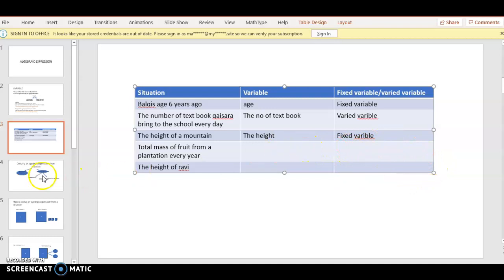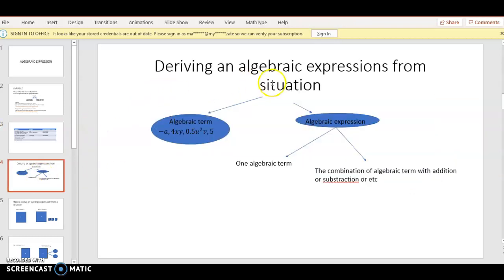Okay, we move on to another one, what we call deriving an algebraic expression from a situation. You have a situation, and you want to change the situation into an algebraic expression. So how do we derive an algebraic expression from the situation?